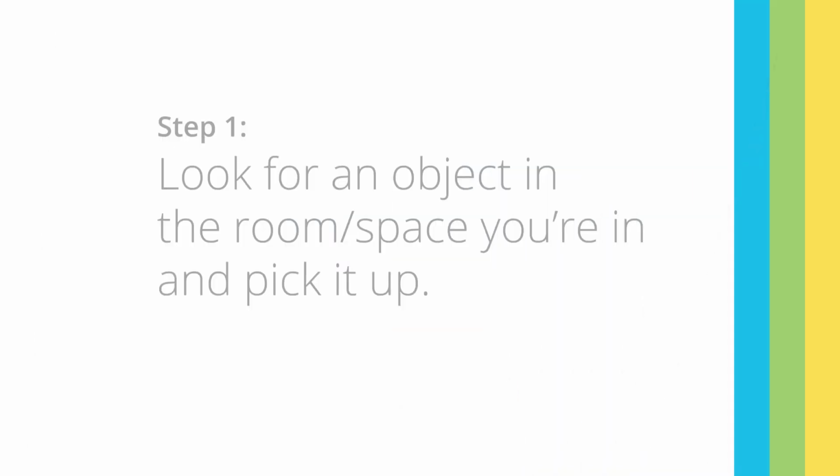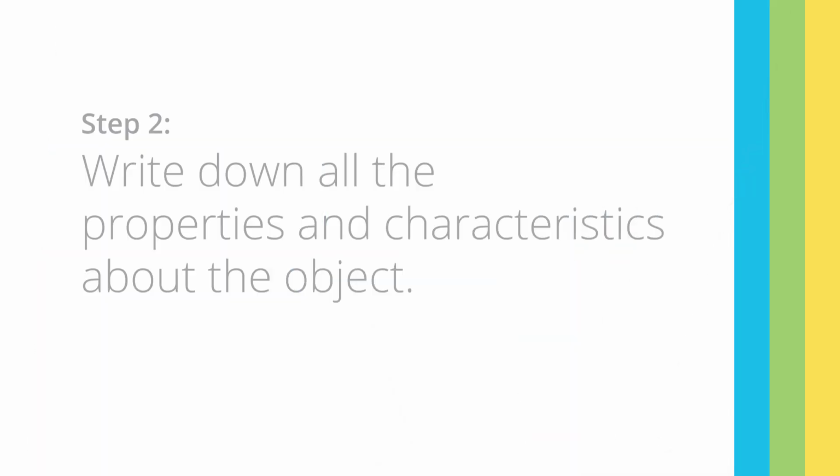You look for an object in the room, the space that you're in. It can be the first thing that you see or just something that you find interesting and you want to grab. So in my case, I have this little cat. And then once you have your object, the next thing that you do is you start writing down all the different properties and characteristics about the object that you have.